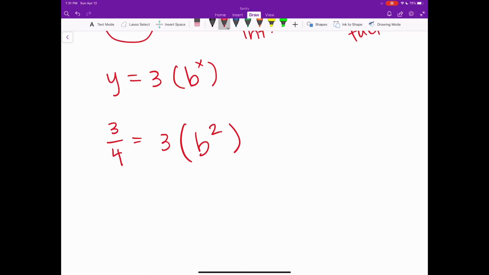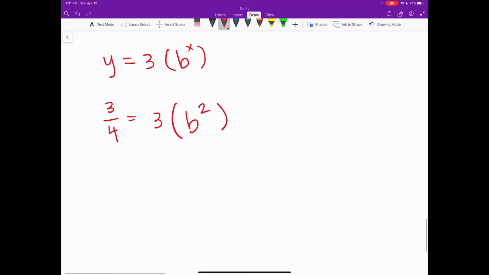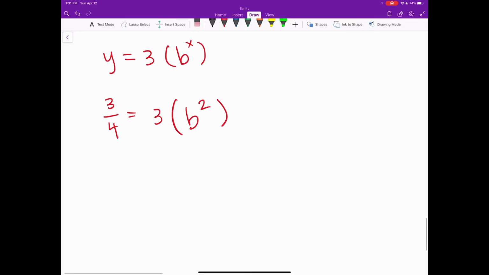Okay, now I got to solve for b. So I can divide by 3 on both sides to get rid of this 3 right here. Just for notation's sake, dividing by 3 is the same thing as multiplying by 1/3. So I'm going to multiply by 1/3 on both sides. That 1/3 and 3 cancel each other out, so on the right-hand side of the equation, I'm just left with b squared.